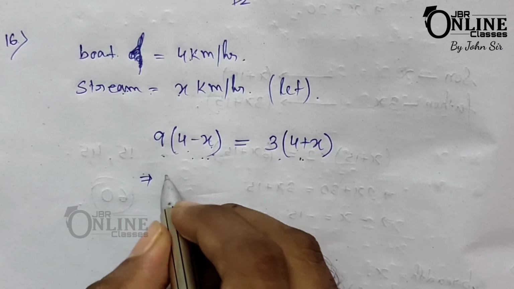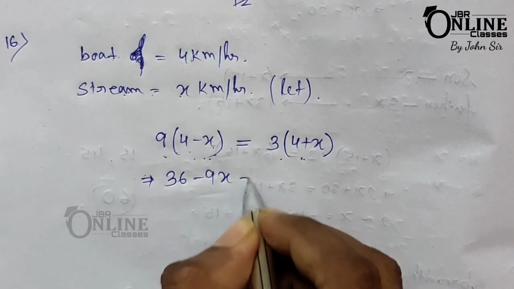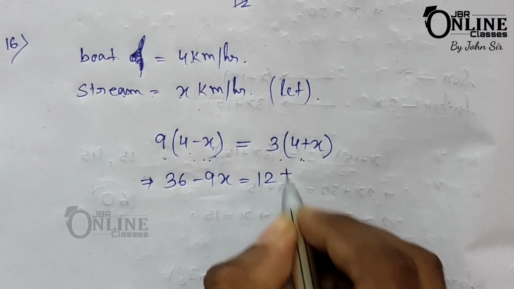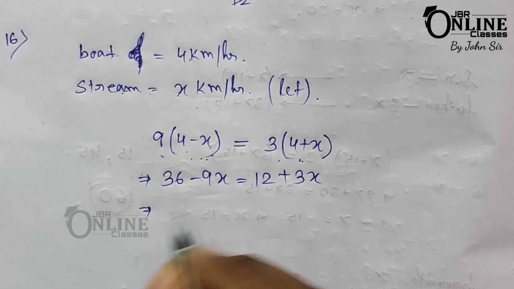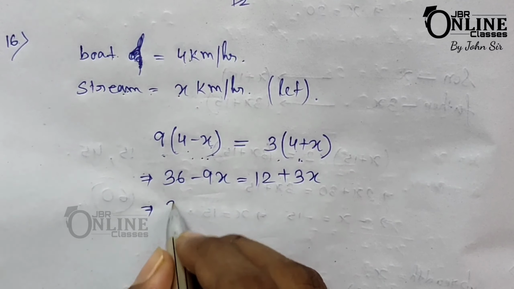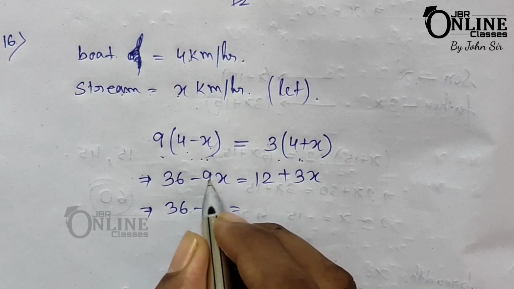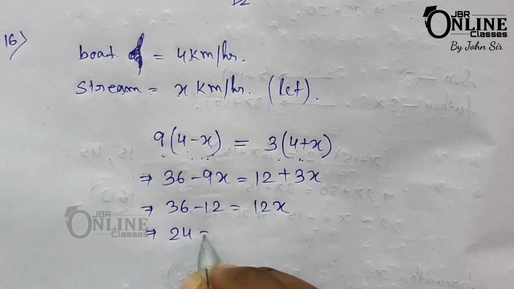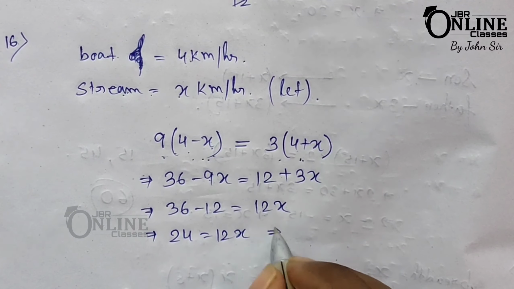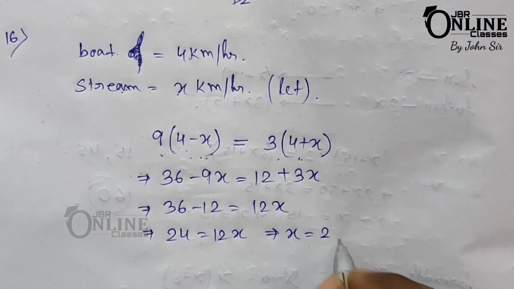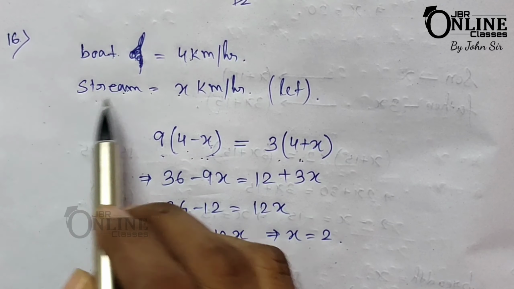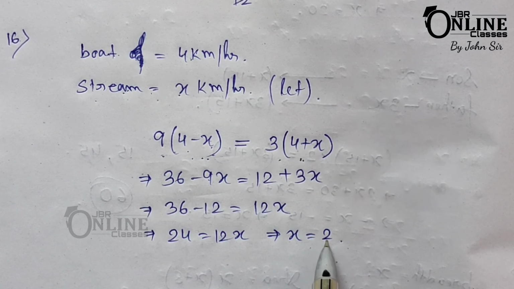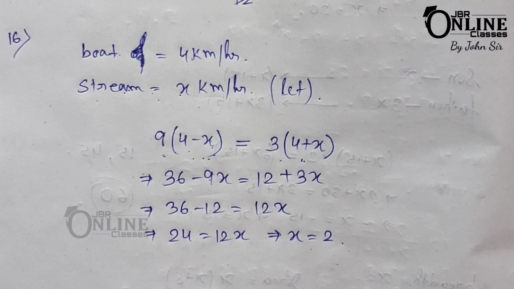So here 36 minus 9x equals 12 plus 3x. So that equals 36 minus 12, and here 9x plus 3x is 12x. So that equals 24. So 24 equals 12x, and x equals 2. That means the speed of the stream equals 2 kilometers per hour.